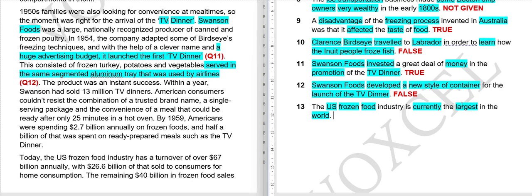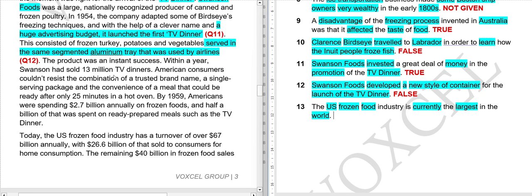But if it's not the largest, if it's the second or third largest or any number after number one, we'll say false. Or if it shares the top spot with one or two other countries, even then we will say false. And if there is no information given on this, we'll say not given. Now we'll have to find the present.